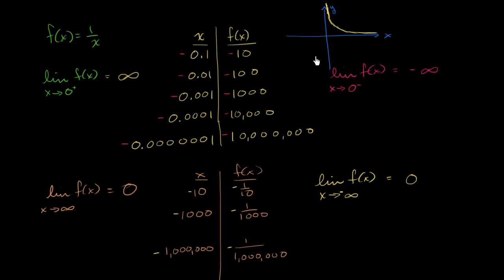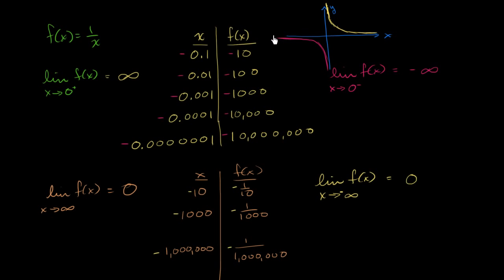It approaches 0. Similarly, if we approach x from the negative direction, right over here, we saw that f of x approaches negative infinity. So as x gets closer and closer to 0, our f of x gets more and more negative. And then as x itself becomes more and more negative, we see that our function is approaching 0. So the way I've drawn it, we see that there's actually two asymptotes for the graph of f of x is equal to 1 over x.